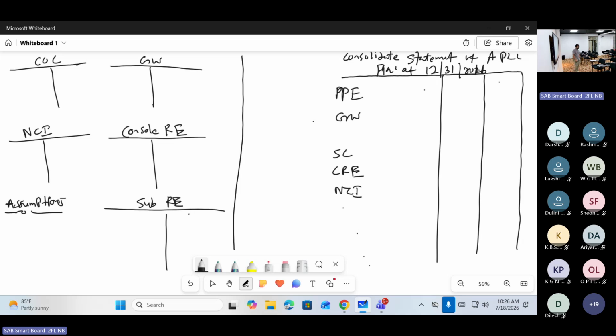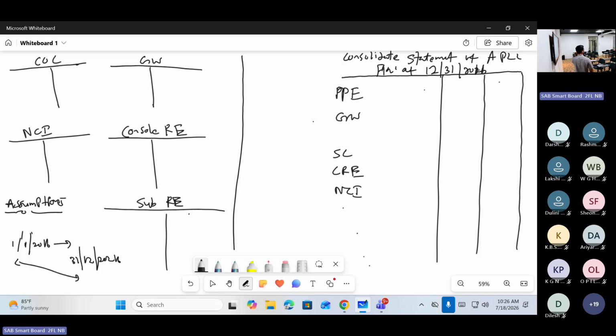Now we are going to start our consolidation. We need to understand what the period is. First January 2016 to 31st December 2016, that is the 12 months period.